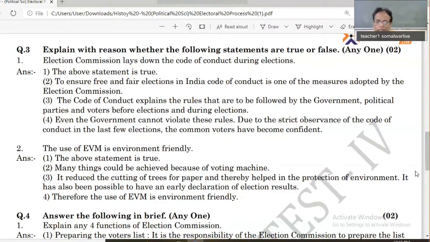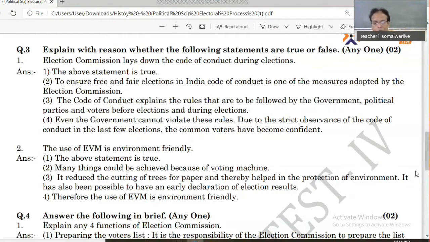The code of conduct explains the rules that are to be followed by the government, political parties and voters before elections and during elections. Even the government cannot violate these rules. Due to the strict observance of the code of conduct in the last few elections, the common voters have become confident. These are the supporting points of this particular question. Like that, the use of EVM is environment friendly.